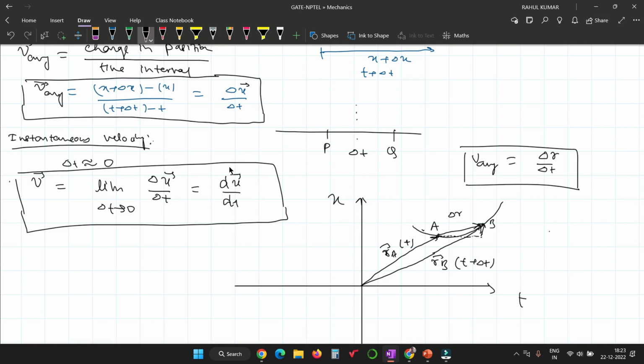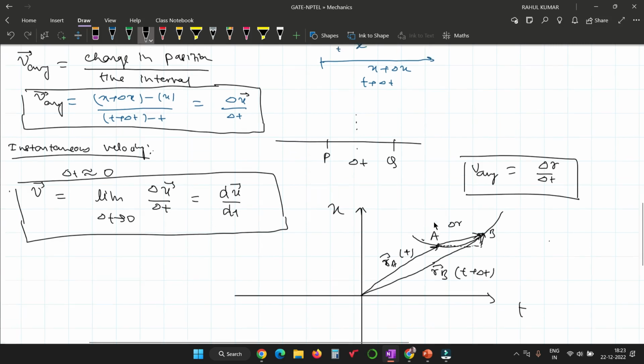But when you want to determine the instantaneous velocity, it is actually a tangent to the graph of x versus t. So what will happen if delta t approaches 0? Then points A and B are nearly coincident. So when you connect points A and B, that line is nothing but a tangent at that point. The slope of the tangent is nothing but the instantaneous velocity.